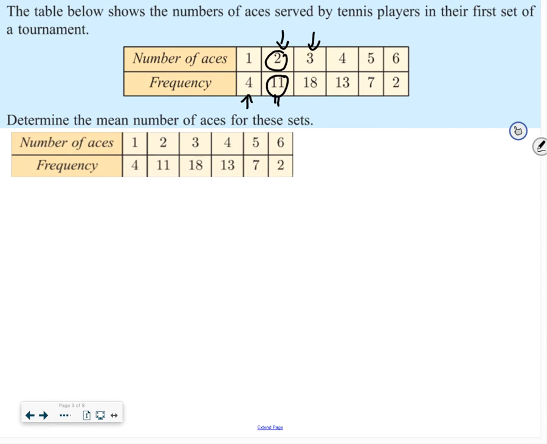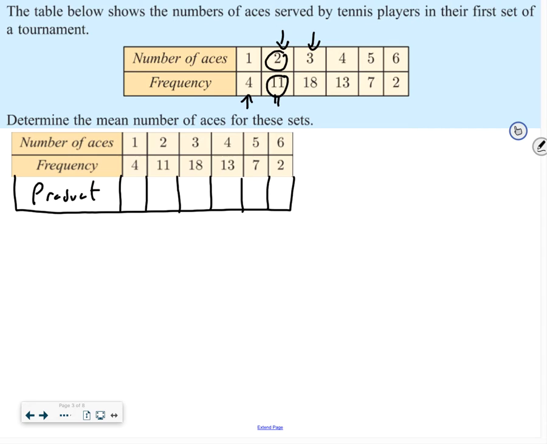So in order to know how many aces there were, we have to do the products. Oftentimes it's nice to just add another row or column to your set of data and find the products of your aces times your frequency. So 1 happened 4 times, representing 4 total aces. 2 aces that happened 11 times is representing 22. I'm just taking the product of these two numbers. 3 aces happening 18 times is going to be 54 as the product. 4 and 13 is going to be 52. 5 and 7 is 35. And 6 and 2 is representing 12 aces.